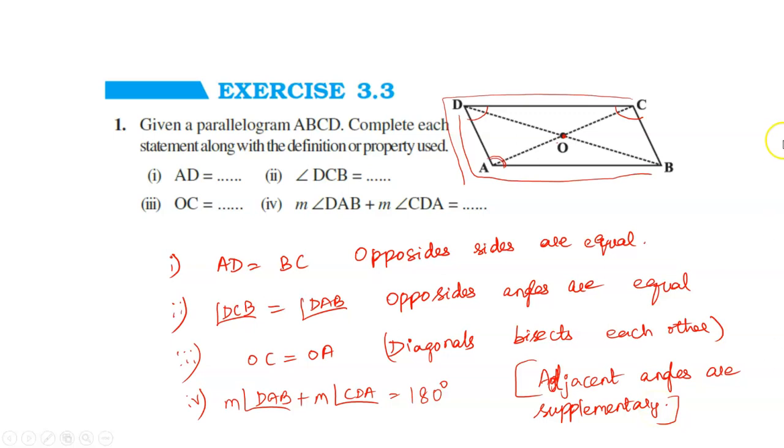Similarly, when we add these two angles, the angle at D and the angle at C, we will get 180. Similarly angle at C and angle at B, when we add, it will be 180 degrees. So when we add two adjacent angles it will be 180 degrees, opposite sides are equal, opposite angles are equal, and the two diagonals bisect each other. So these are all the general properties of the parallelogram. Using that we can easily solve this problem. Thank you. Thanks for watching.